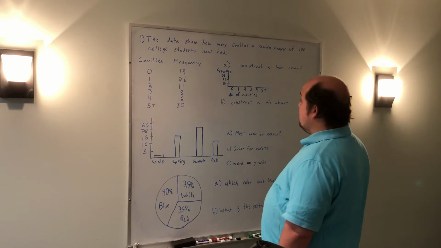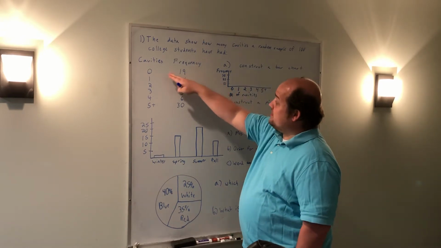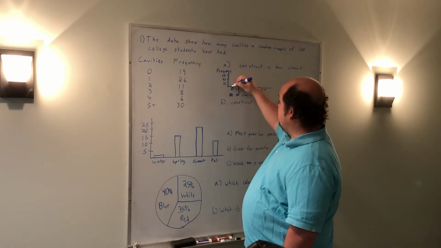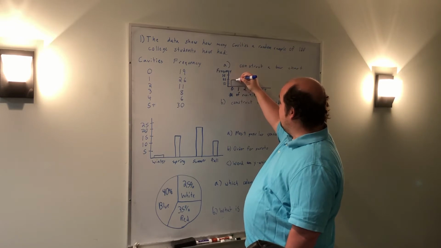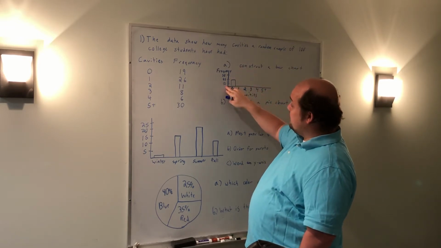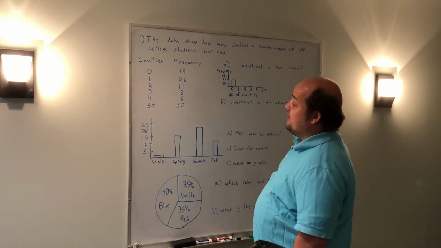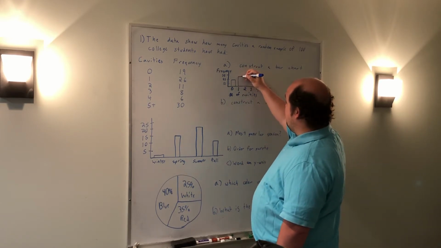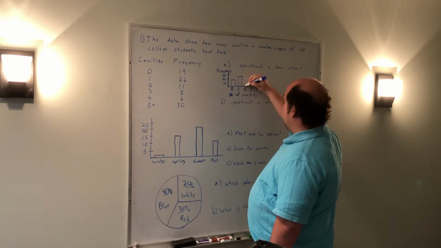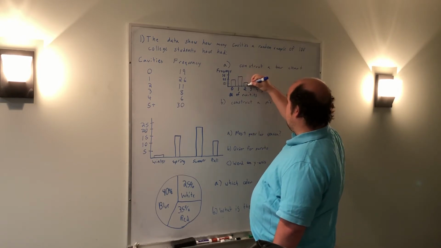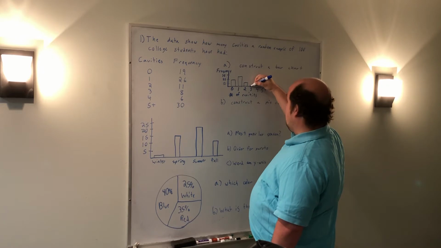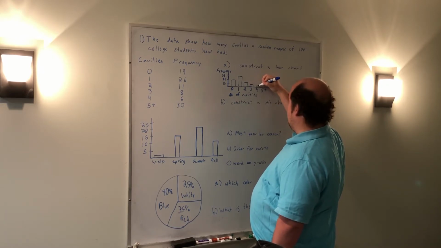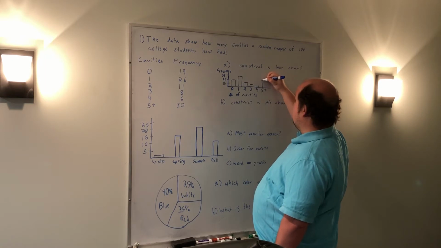So 0 cavities happen 19 times. I'm going to draw a bar that stops just short of 20. Notice that the bar doesn't touch the original axis and it doesn't touch the next bar. 26 is higher than that, short of 30. 11 is a little past 10. 8 is a little lower than 10. And 6 is a little lower than that. 5 plus goes all the way up to 30.